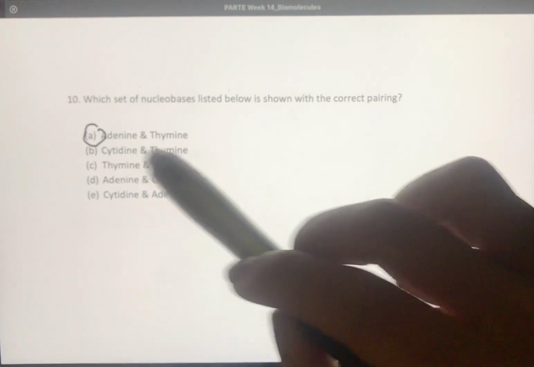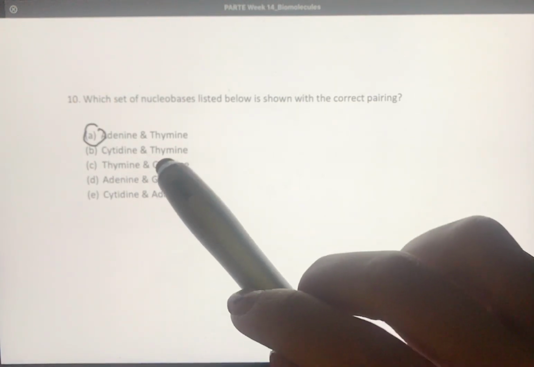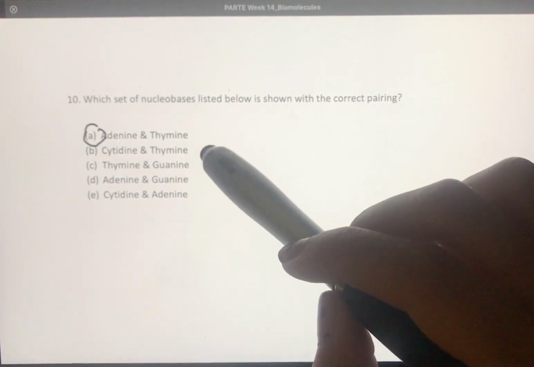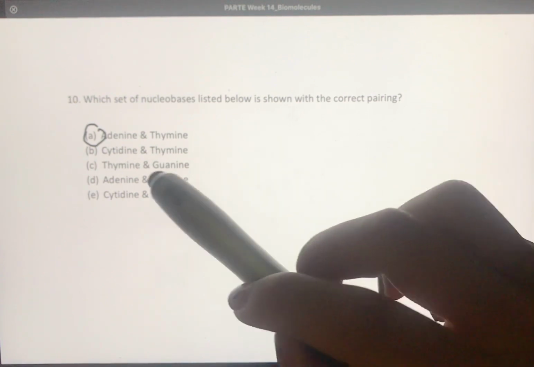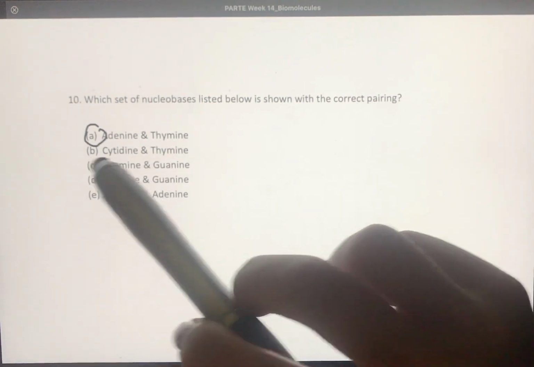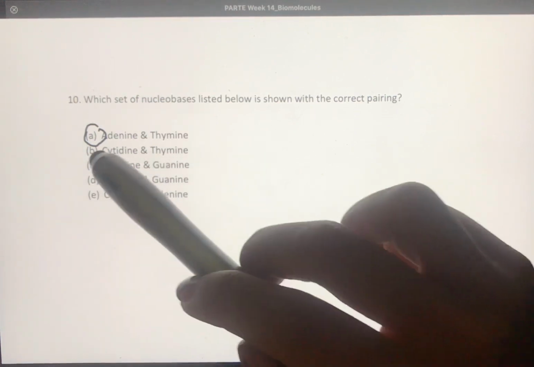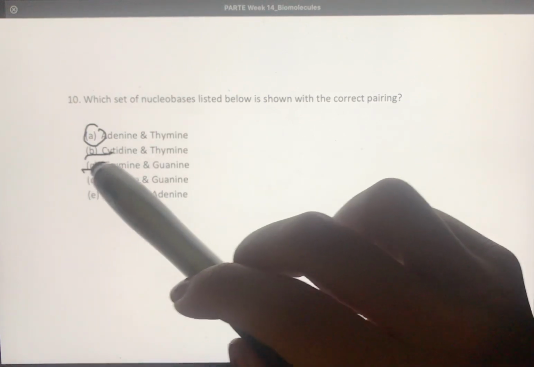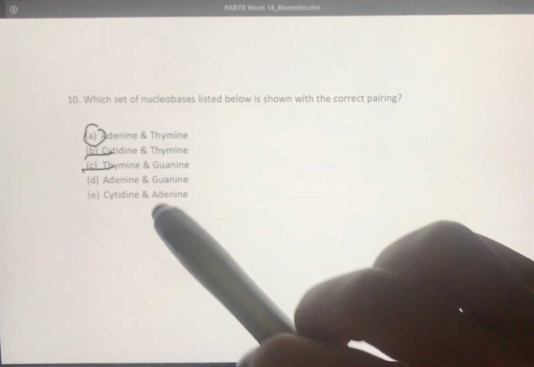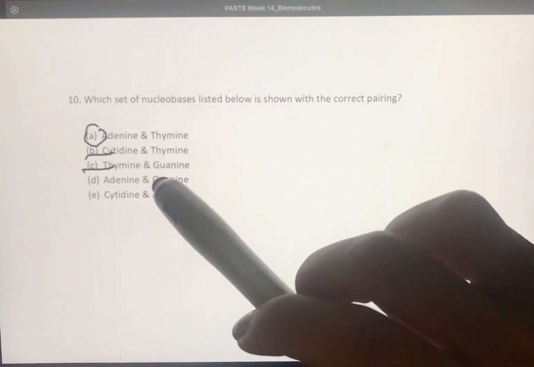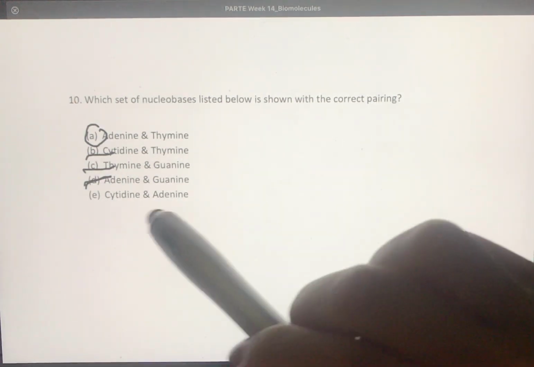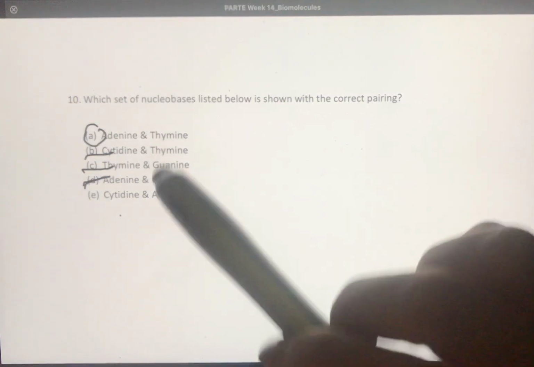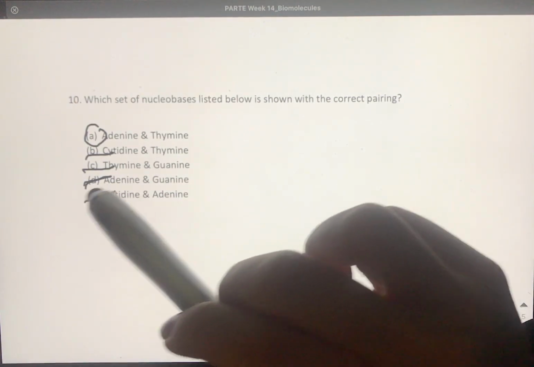Cytidine and thymine. Cytidine is not actually the correct form of a nucleic acid. It's cytosine. So this one is incorrect because C does not pair with T. Thymine and guanine don't pair with each other because guanine pairs with cytosine. Adenine and guanine don't pair together. And then cytidine and adenine, of course that's wrong because adenine pairs with thymine and cytosine pairs with guanine.